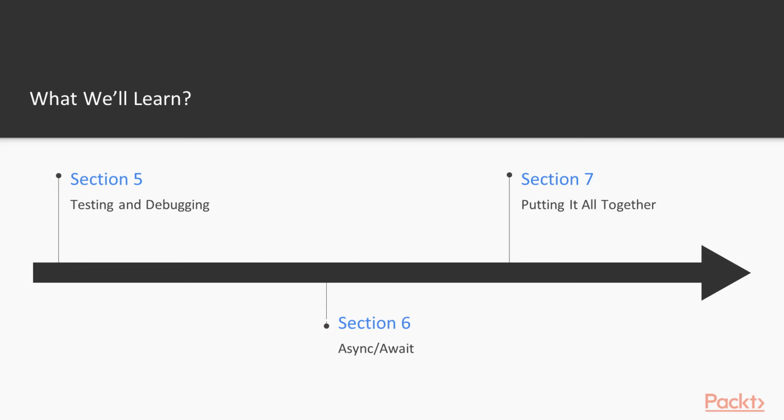Callbacks and promises are being replaced with a new syntax called async await. We'll look into how you can use this in your latest apps in Section 6. Finally, in Section 7, we'll talk about using Node in production and how you can ensure your app is always available.